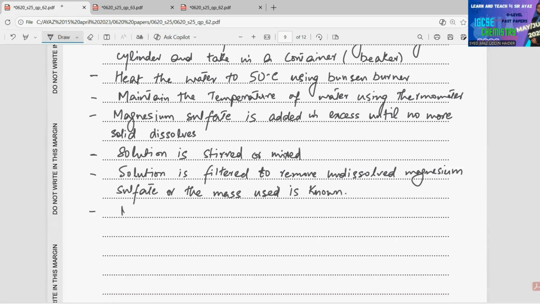For the mass, measure the mass that dissolves using balance.